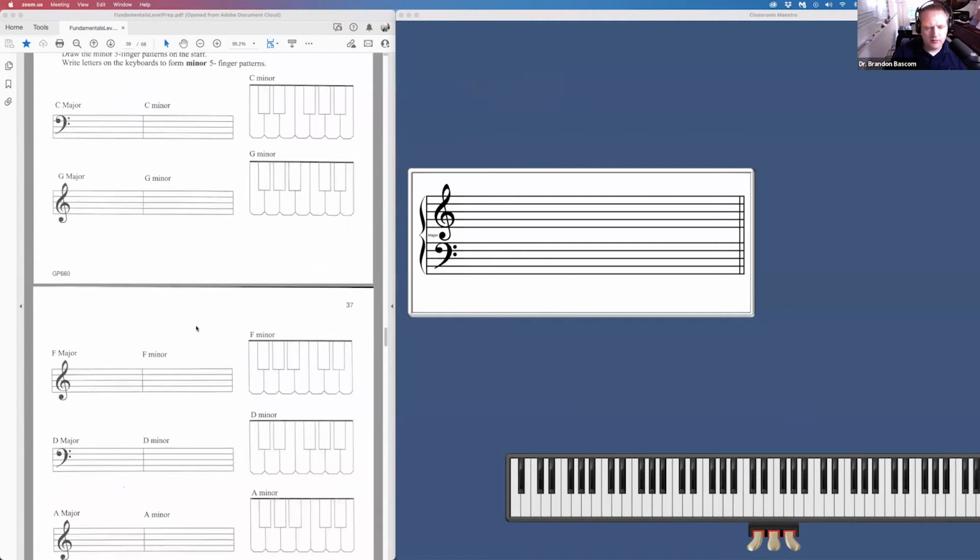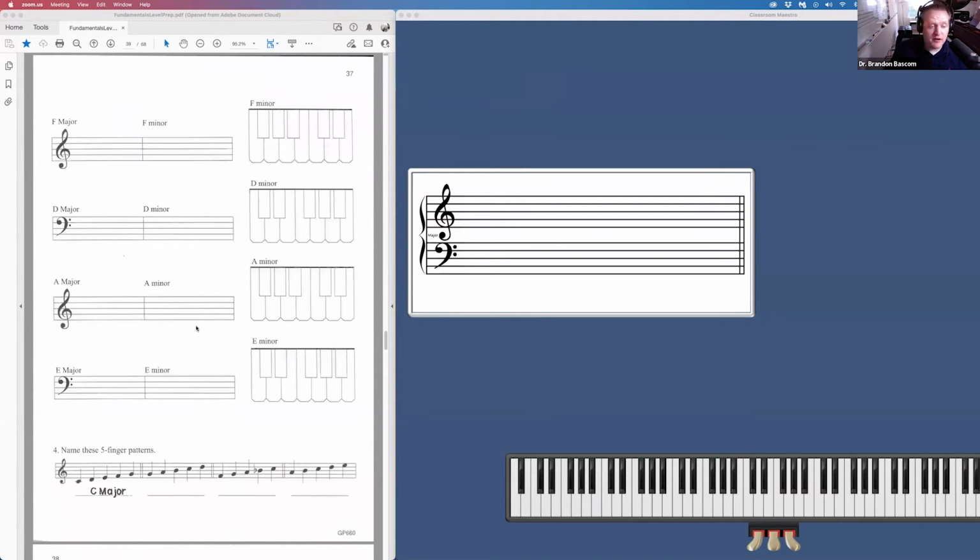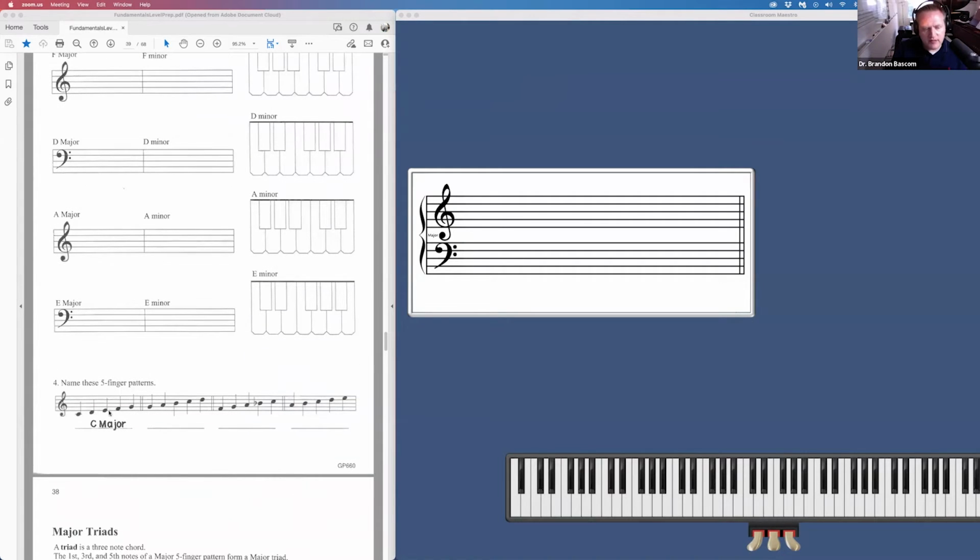Moving on. 37, we write the rest of the white key minors. F minor, D minor, A minor, E minor, as well as their major. Again, double check your clef. Make sure you're doing the right clef. All right, number 4, they've given us some 5-finger patterns. We're just going to write which 5-finger pattern they have written. Now again, you can know what 5-finger pattern based on what the first note is. And then follow, did they go a whole step or a half step?